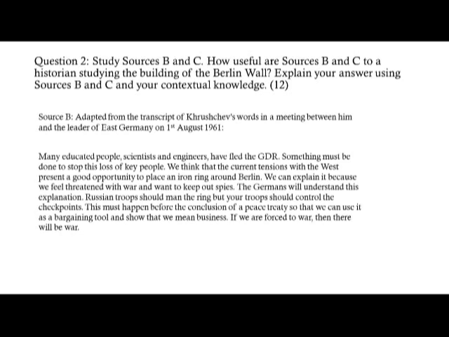And I'd think, right, okay, the question's asking about the building of the Berlin Wall. When was the Berlin Wall built? It was built on the 13th of August, 1961. So this is around 2 weeks before the wall was built. Okay, so this gives us important context.